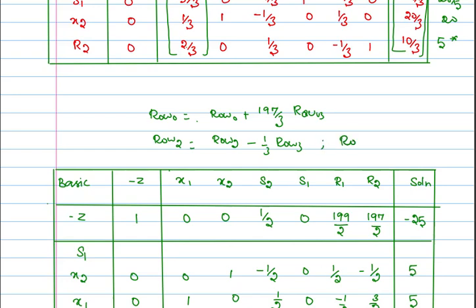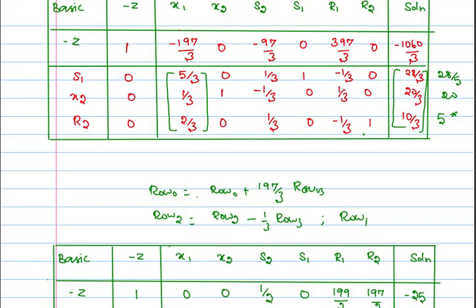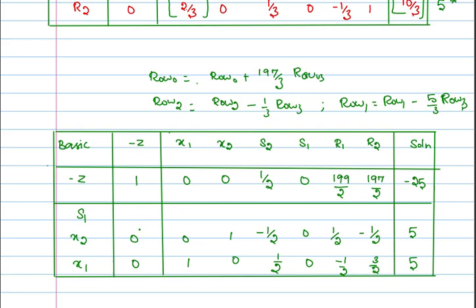Similarly, for row 1 I want to multiply by minus 5. So row 1 equal to row 1 minus 5 divided by 3 row 3. That is the third row I want. So here also you will get 0, 0, 0, minus 1 by 2, 1, 1 by 2, minus 5 divided by 2. Here you will get 1.